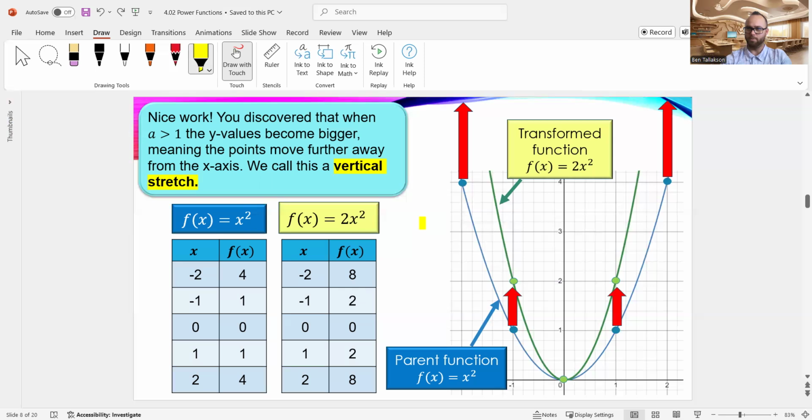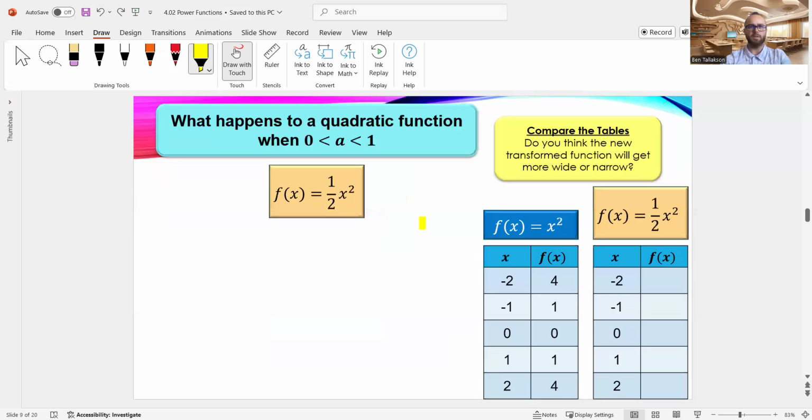Ready for another one? Let's do it. What happens to a quadratic function now when a is between 0 and 1? So something like 1/2 or 1/3 or 3/4. You could write it as a decimal if you'd like, but either way, take some time right now, work this out, and find the rest of the points.